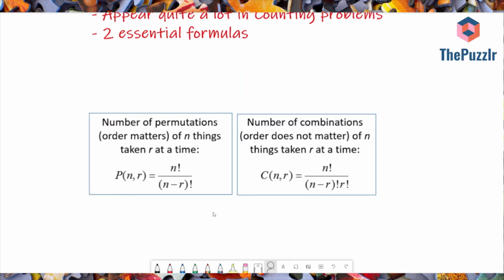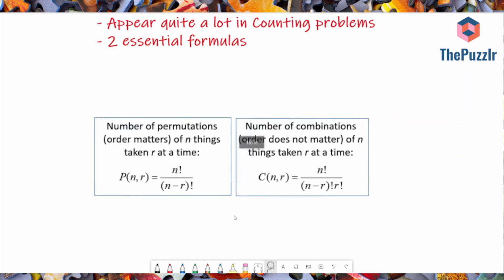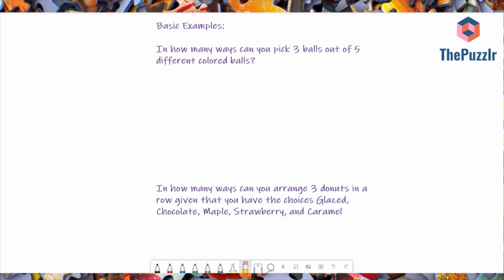And then the number of combinations, which means order does not matter, of n things taken r at a time is n factorial divided by n minus r factorial, and you also divide it by r factorial. So what's the reason behind dividing by that extra r factorial? Well, let's see. In how many ways can you pick 3 balls out of 5 different colored balls? So let's try this problem.